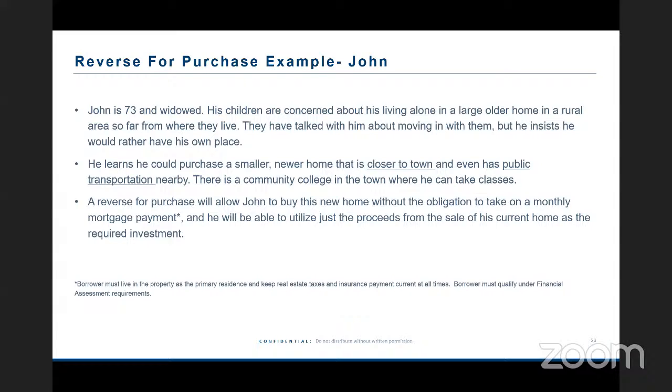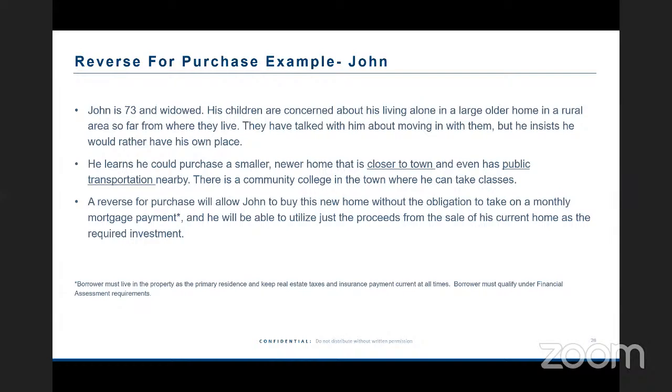Let's talk for a moment about John. John is 73 and widowed. His children are concerned about his living alone in a large, older home in a rural area so far from where they live. They've talked with him about moving in with them, but he insists that he would rather have his own place. He understands their concerns, but has always been independent and tries to stay active. But he does admit the stairs and the maintenance required on an older home are a bit much.